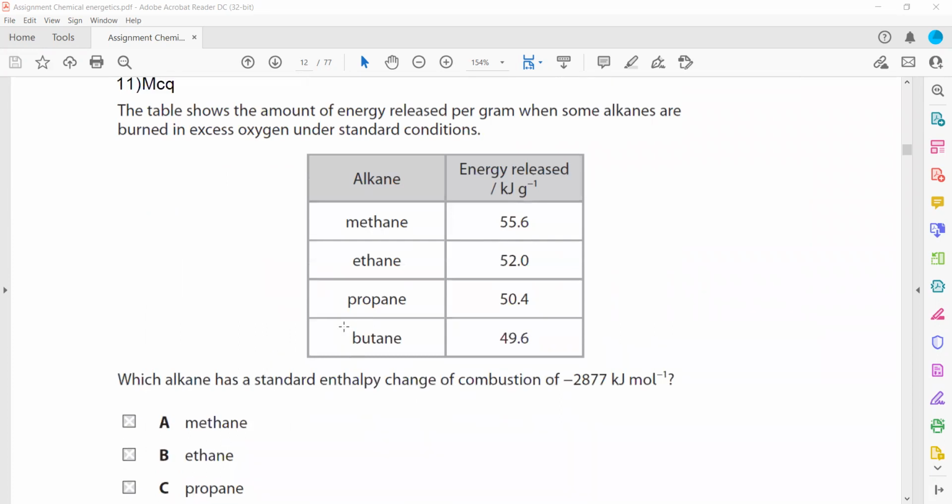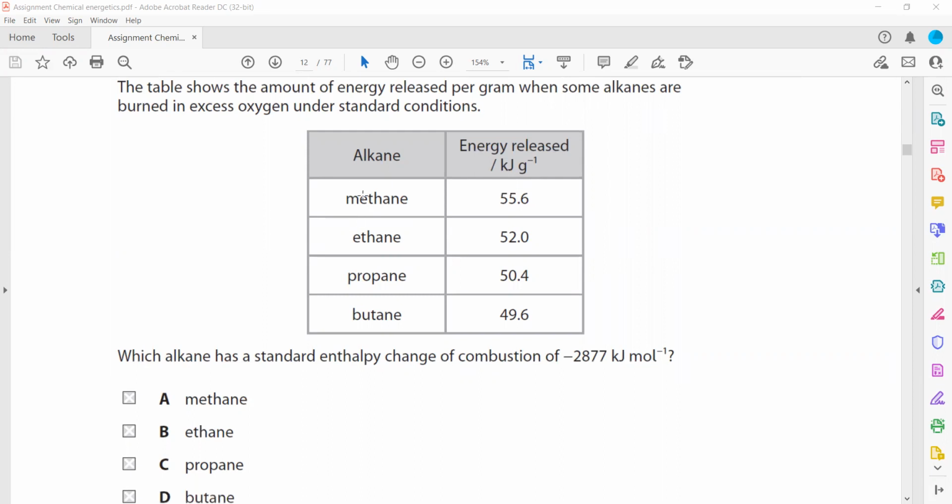So the table shows the amount of energy released per gram when some alkanes are burned in excess oxygen under standard conditions. Which alkane has a standard enthalpy change of combustion of the given value? So this is when we are burning each gram of it, but we want to find the energy when we burn each mole of it.